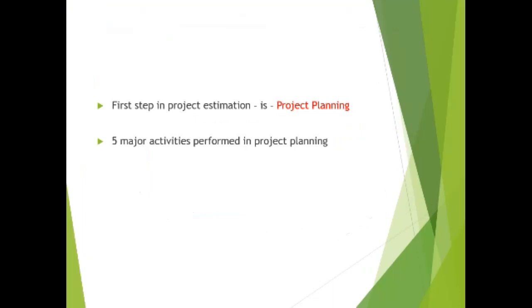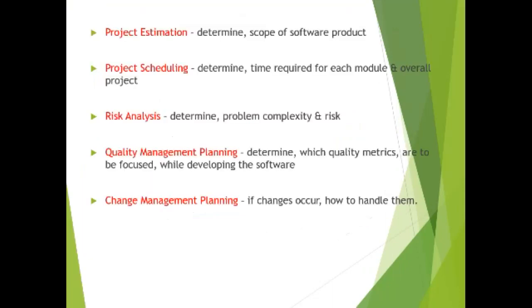The first step in software project estimation is project planning. Second, how do you measure activity performance in project planning? First, project estimation. Project estimation determines the scope of the software product.